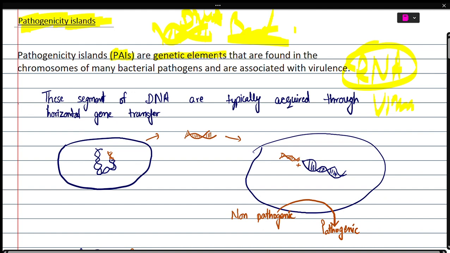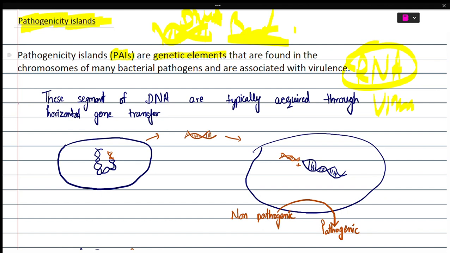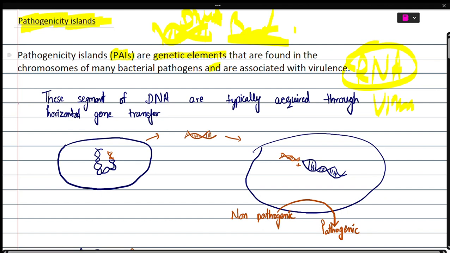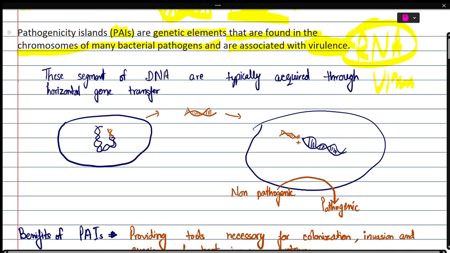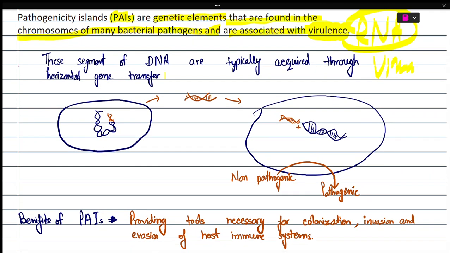Fine. So as I was saying, PAIs or pathogenicity islands are the genetic elements that are found in chromosomes of many bacterial pathogens and are associated with virulence. Okay, don't forget this term virulence because we just keep using it in PAIs. It will help you. Okay, so what are these PAIs actually?